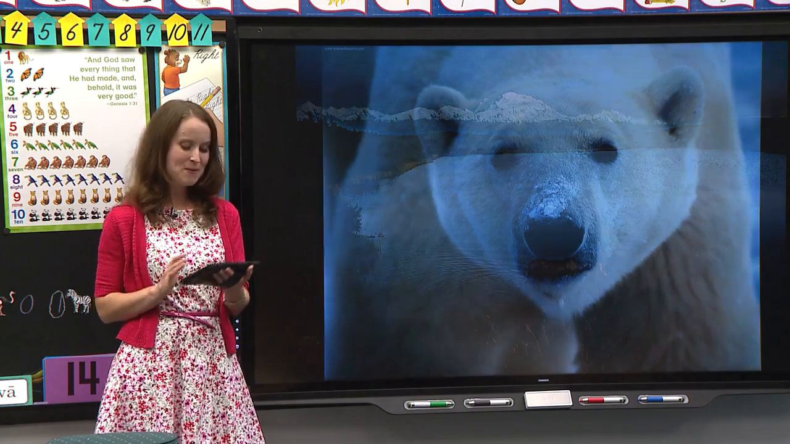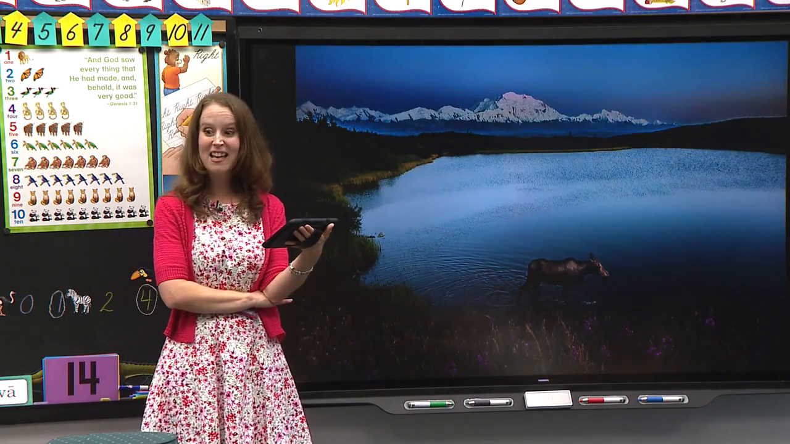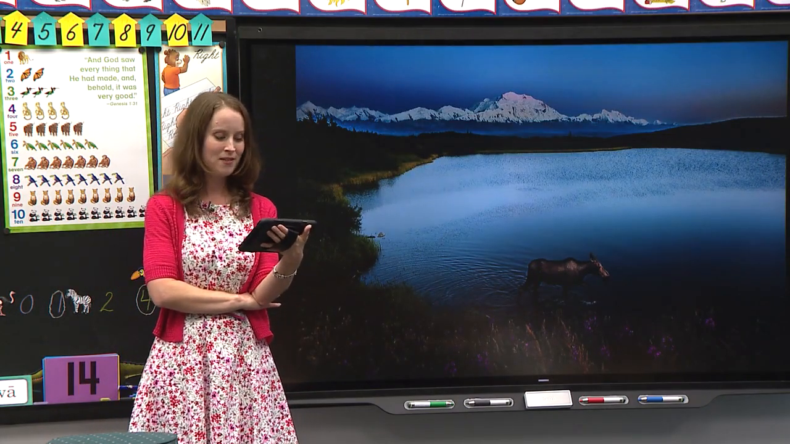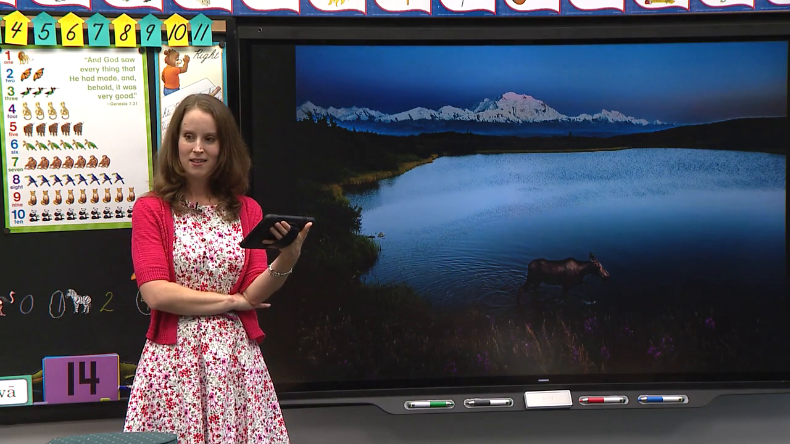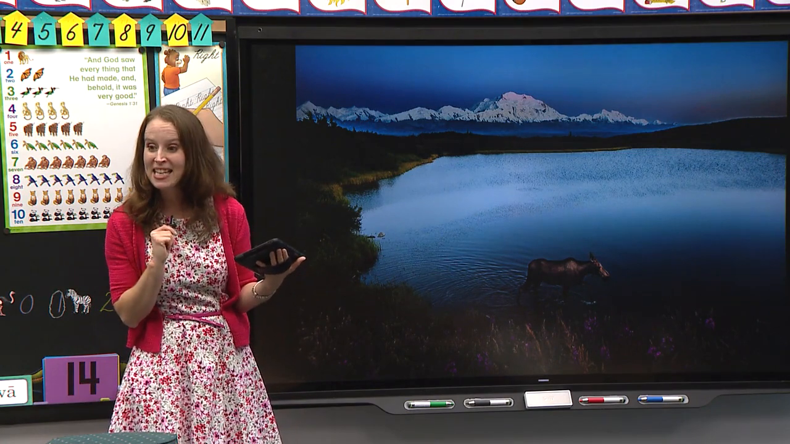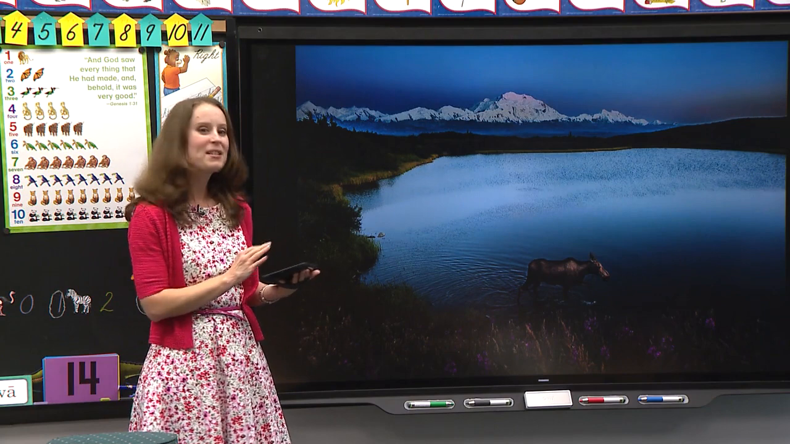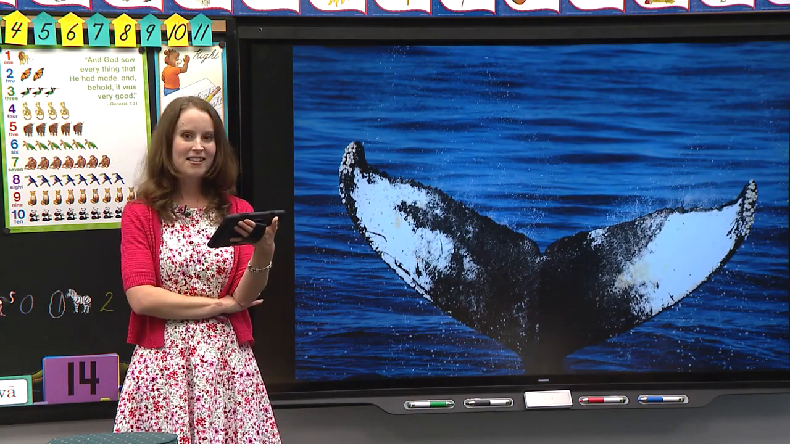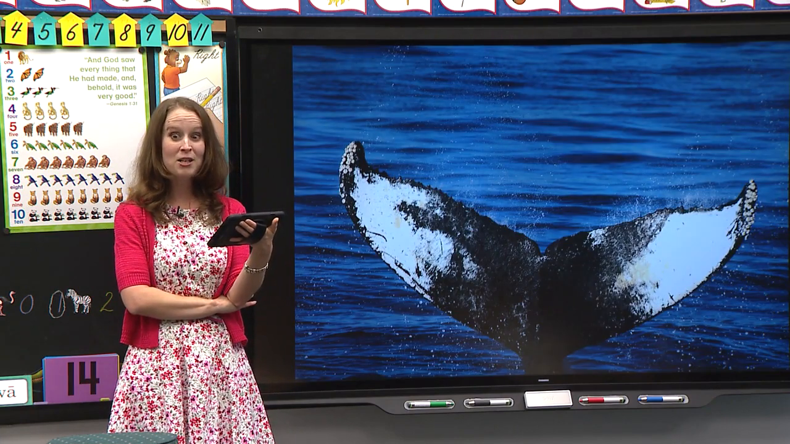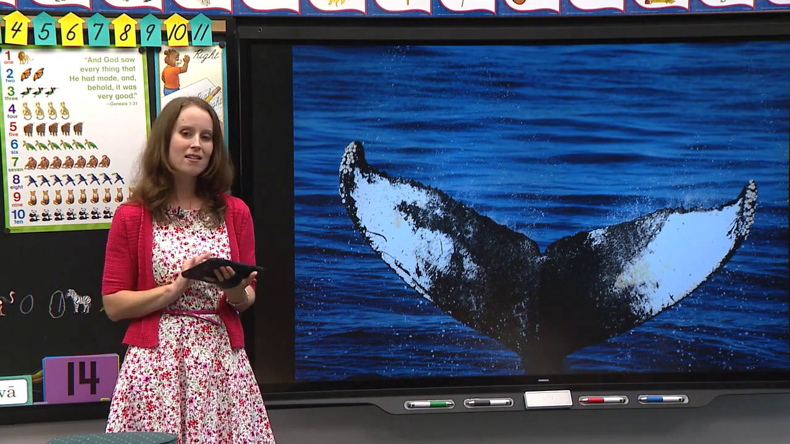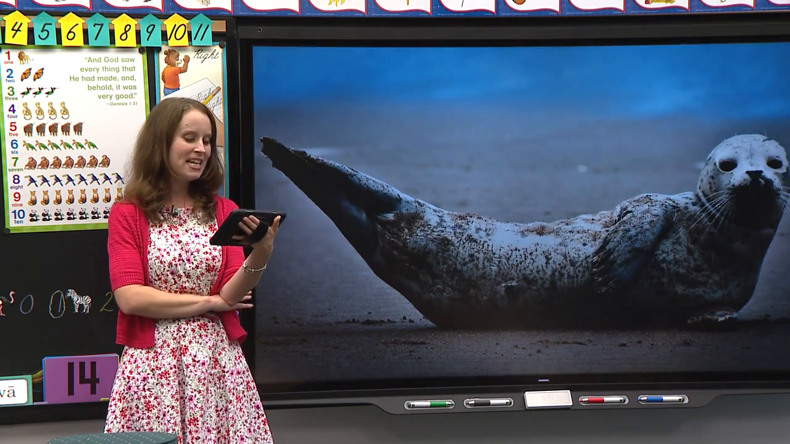Polar bear. A polar bear is right, and also this guy. What is this, Emery? Buffalo. Really close. It's called a moose. A moose would live there in the state of Alaska. Something else you might see, go watching for this on a boat, Victoria. A whale. A whale can be seen in Alaska.